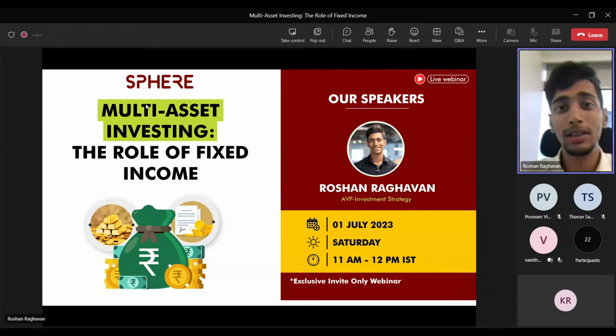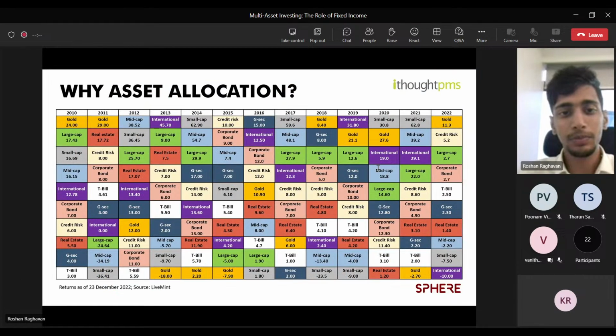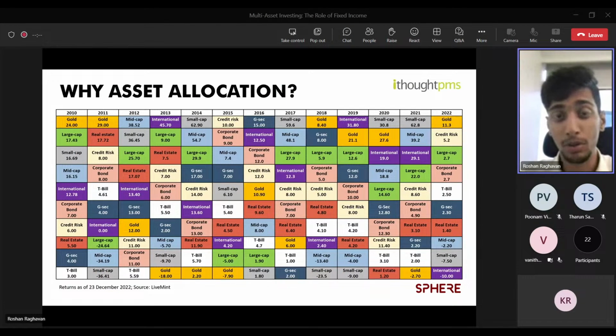Today, we'll be exploring the role of fixed income or debt in asset allocation. So why should you follow an asset allocation approach, right? That's the first thing that many people will ask. If equity can give me long-term returns, then why should I follow an asset allocation approach?